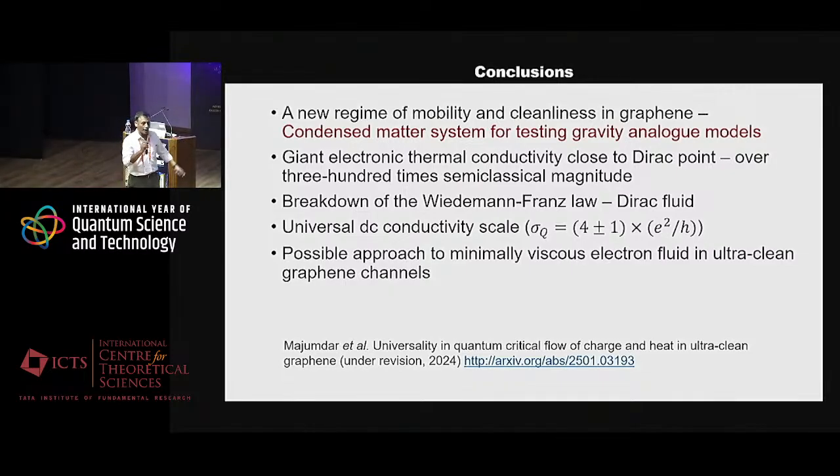And probably we are now in a situation where the hydrodynamicity of graphene in these high quality devices is moving toward the minimally viscous flow of charge that is expected in strong quantum critical systems. Thank you very much for your attention.